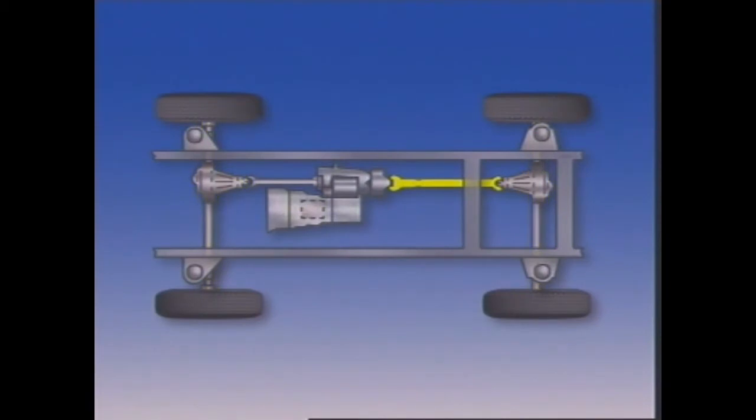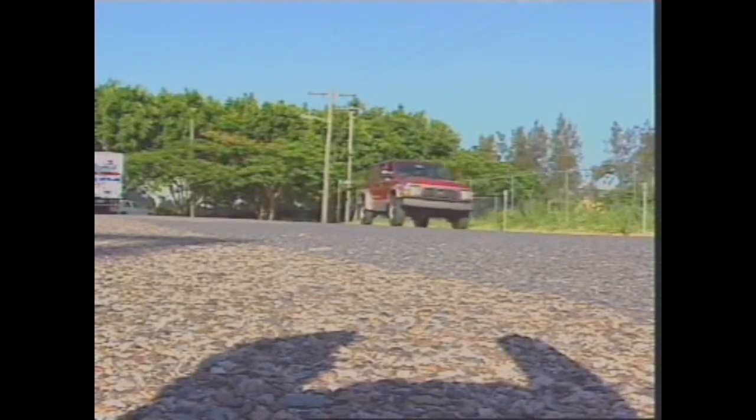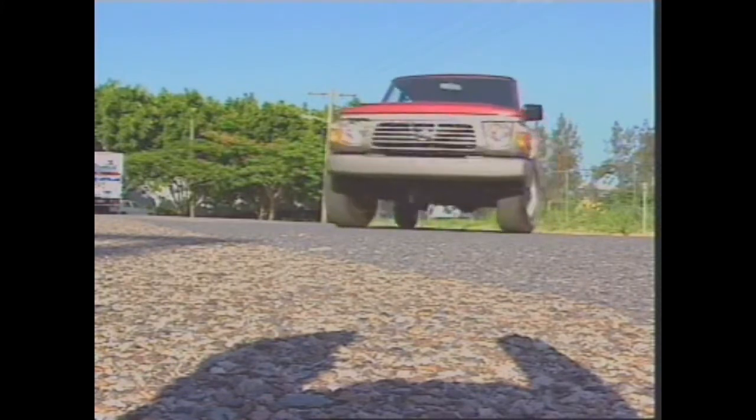When disengaged, the vehicle transfer case is coupled to one propeller shaft only. When four-wheel drive is disengaged, most part-time four-wheel drive vehicles drive the rear wheels.